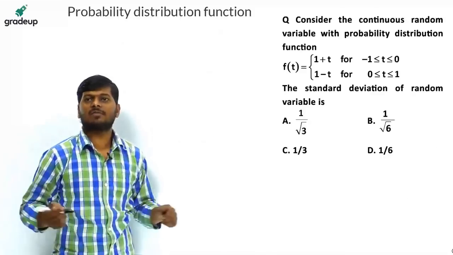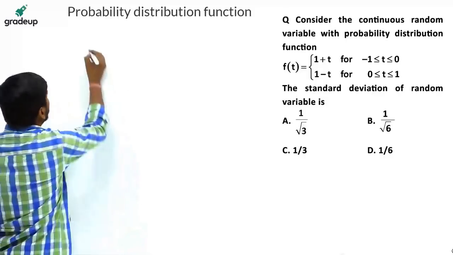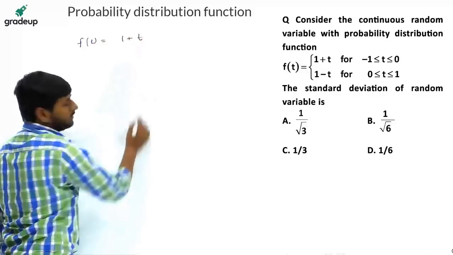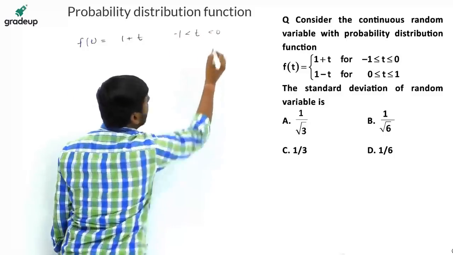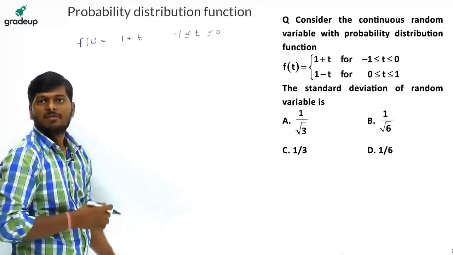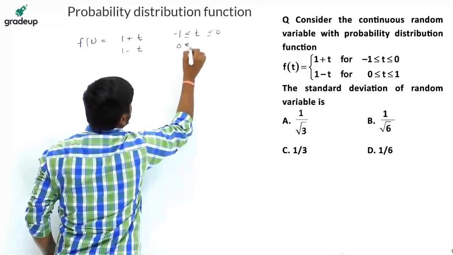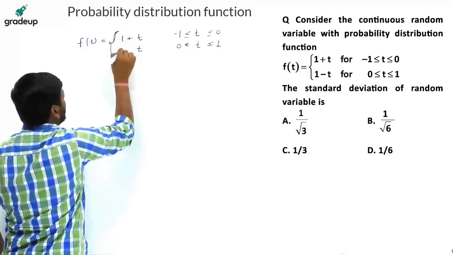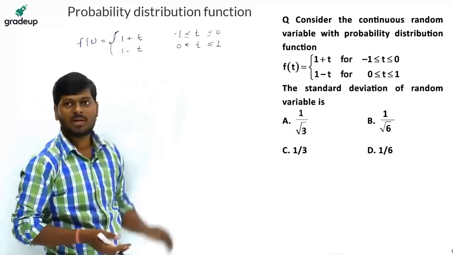Consider the continuous random variable with probability distribution function f(t) equal to 1 plus t from minus 1 to 0, both included. Then f(t) is equal to 1 minus t for 0 to 1. This is our probability distribution function that is given. What is the standard deviation of this random variable?